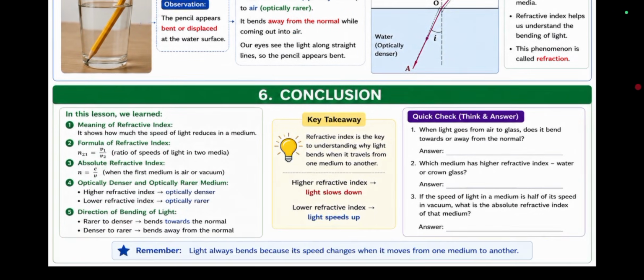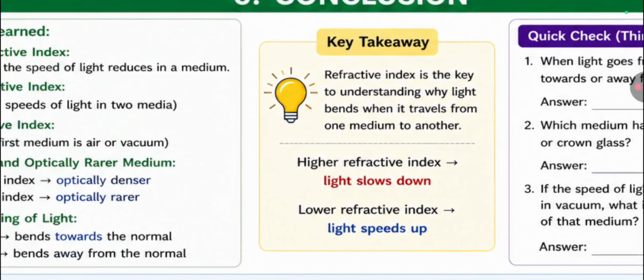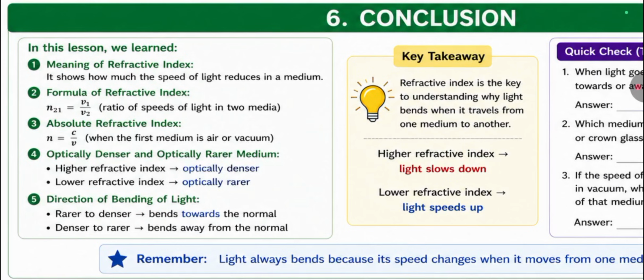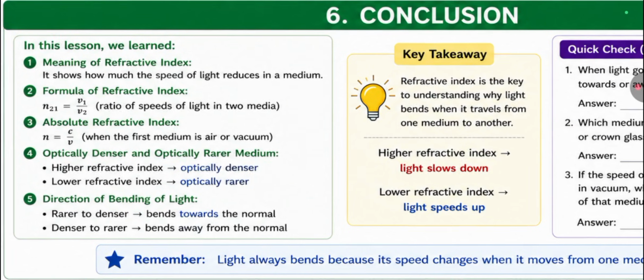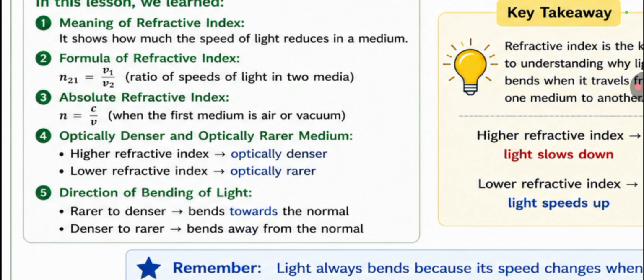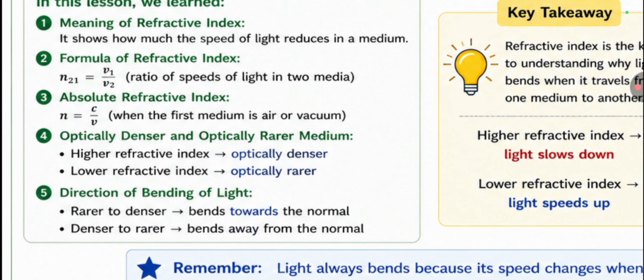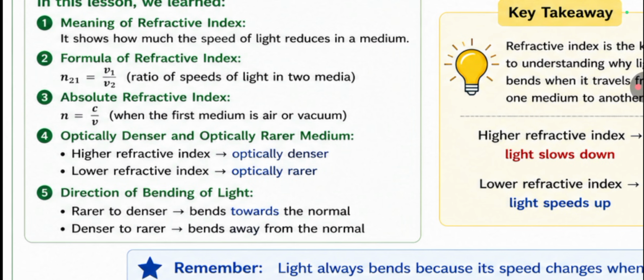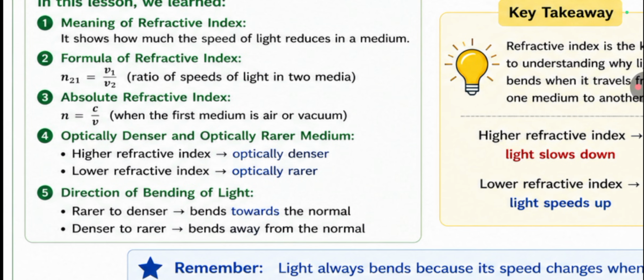Conclusion. What do we understand in this class? In this class we learned the meaning of refractive index. It shows how much the speed of light reduces in a medium. Formula of refractive index: n21 is equal to v1 by v2. That means the ratio of speeds of light in two media. Absolute refractive index: n is equal to c by v.